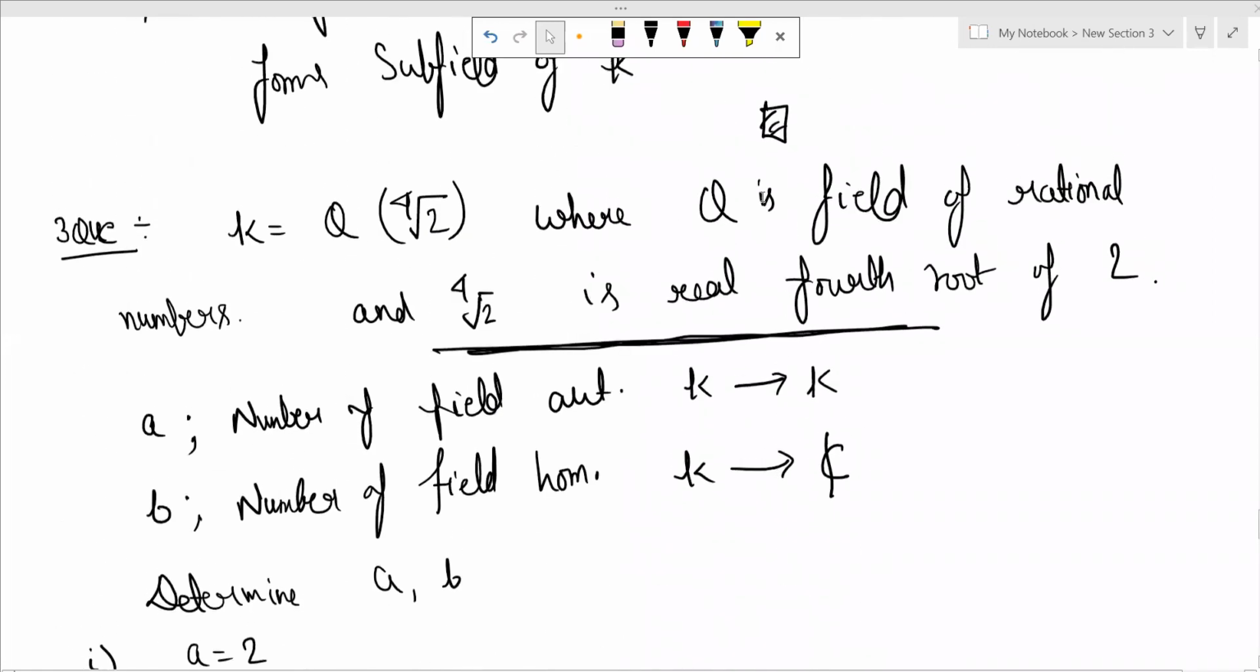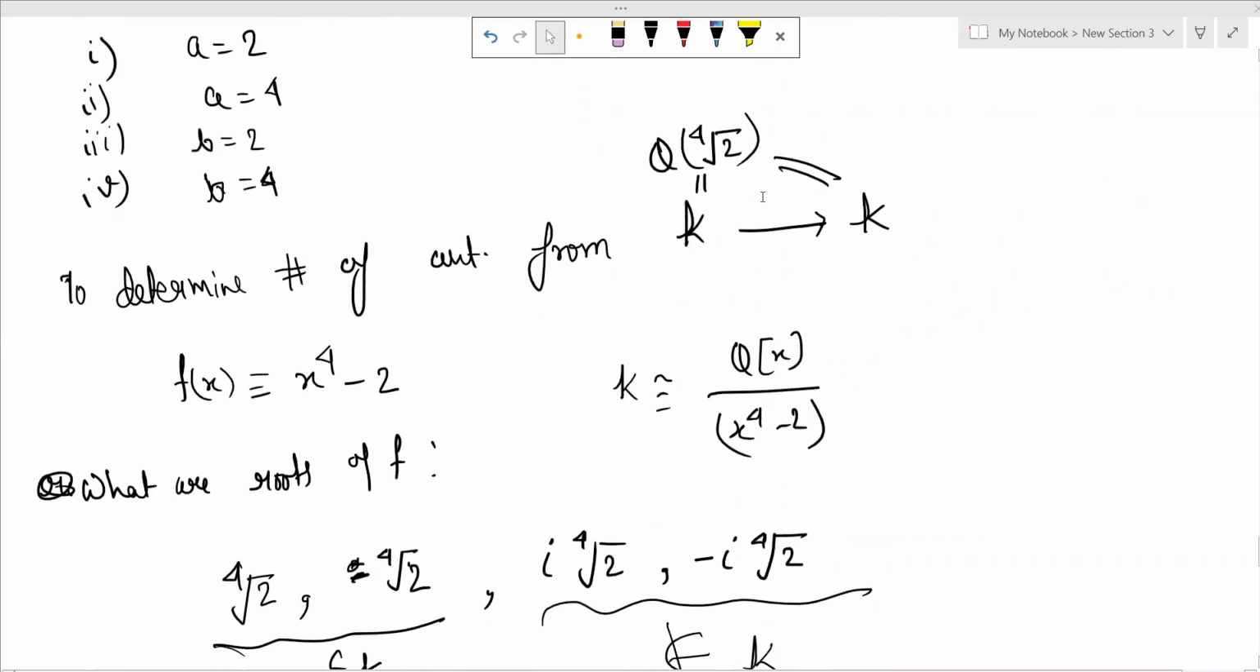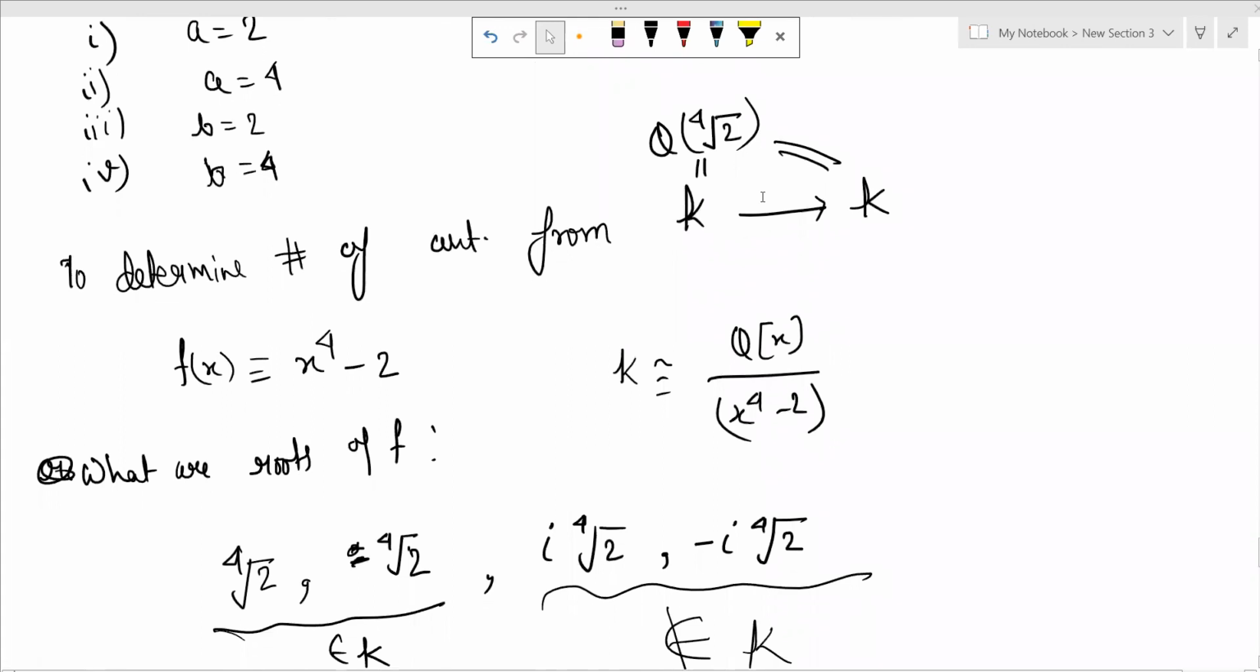So K is just Q adjoined with the fourth root of 2. The fourth root of 2 is a root of x^4 - 2, and this is a real root. He is saying that K is just Q adjoined with the real fourth root of 2. So these are two real fourth roots of 2. If K is the field obtained by adjoining the fourth root of 2 to Q, then minus the fourth root of 2 is also there.